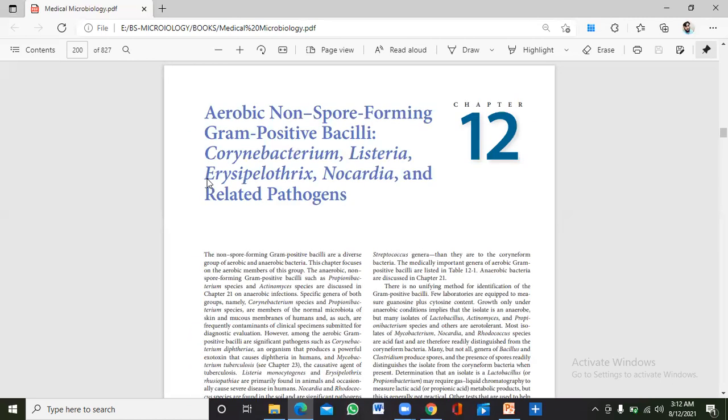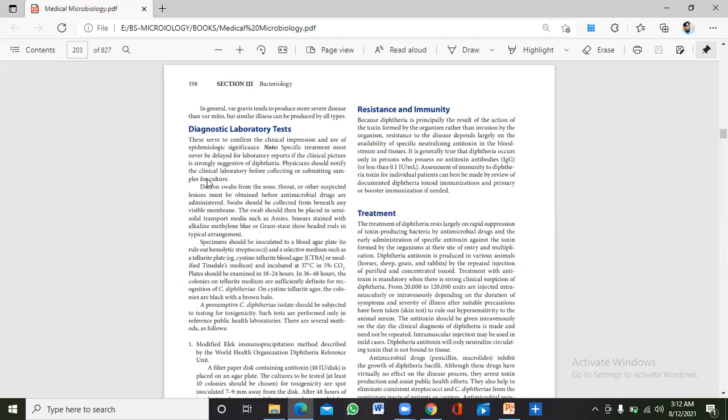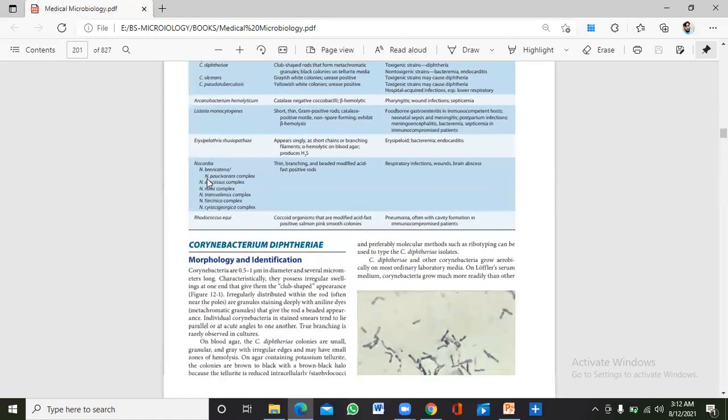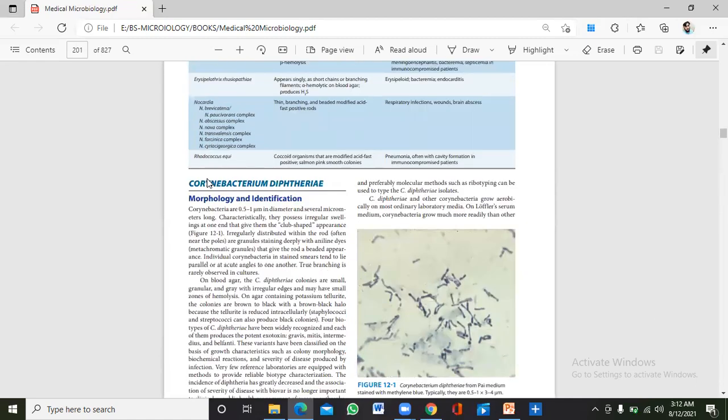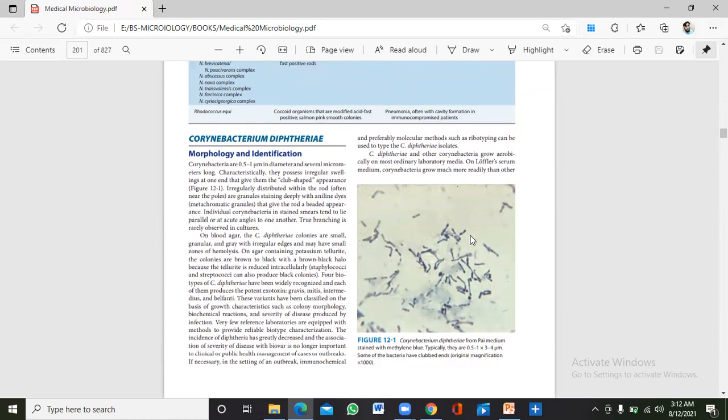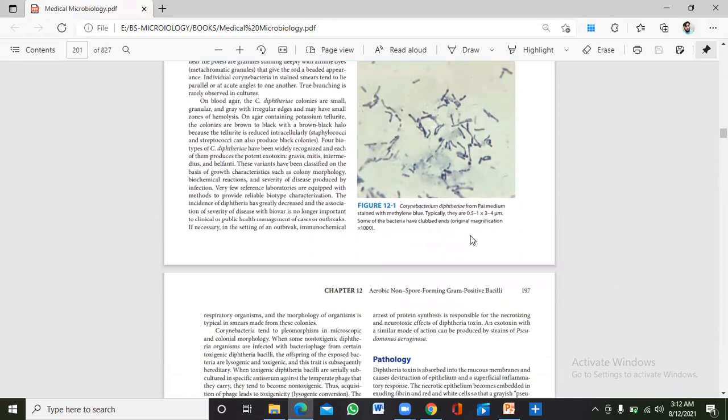After that, all the non-spore forming bacteria, the spore forming bacteria, the bacillus, the bacilli, the cocci, all the bacteria are included in this. Just look here. If I want to share with you that we are taking the Corynebacterium diphtheriae, okay, how is it introduced? First, the morphology and the identification are introduced.